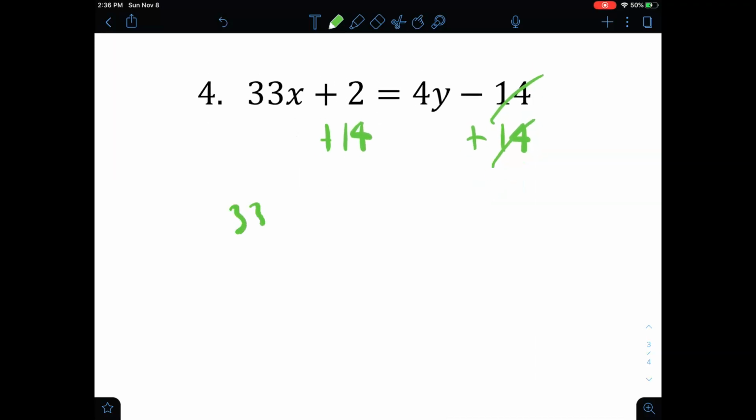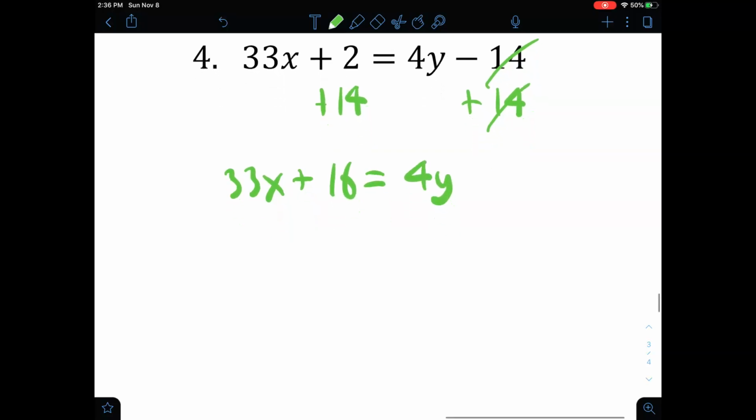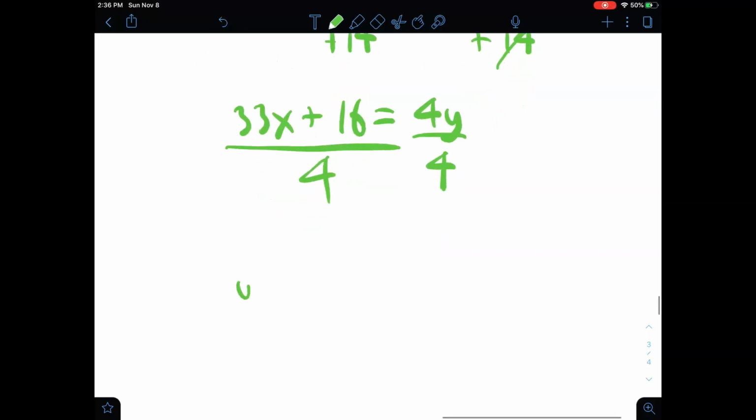They're both constants. So our new equation is 33x plus 2 plus 14, which is 16, equals 4y. Last step to solve for y: to get rid of that multiplying by 4, we're going to divide by 4 on both sides. I'll rewrite it with y on the left-hand side. So y equals 33 divided by 4. Does it divide? It does not. 33 isn't really a prime number, but it's close. I think the only thing that multiplies to 33 is 11 and 3, so those don't divide by 4.